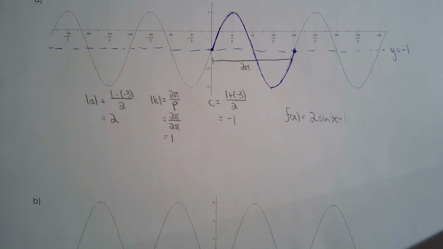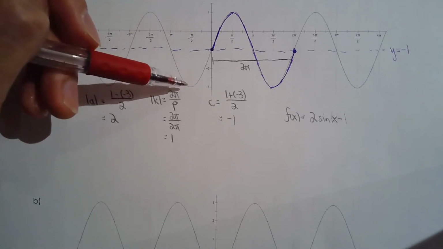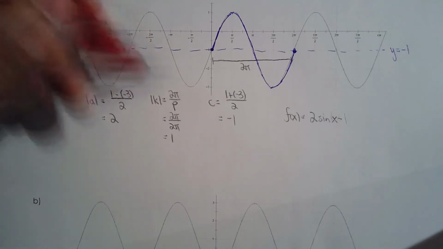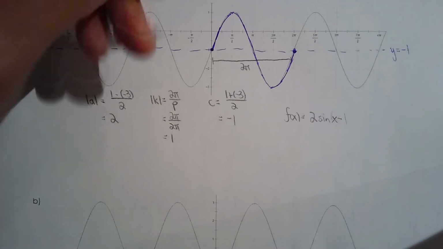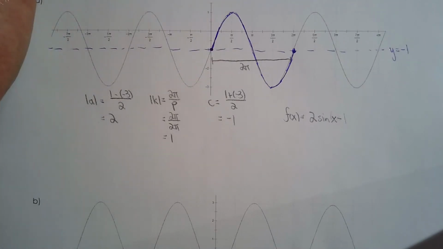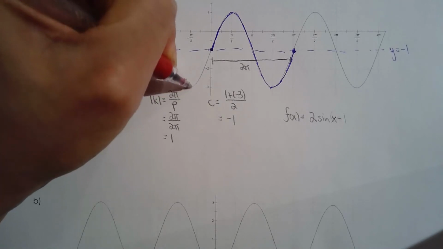I would argue it's very silly to start over here. Is it wrong? No. Can you do it? Yes. But it's pretty silly. Why go so far when you can start a little closer? So for all the questions, whether it's sine or cosine, I'm going to pick the starting point closest to the y-axis. So I'm going to pick this point right here.